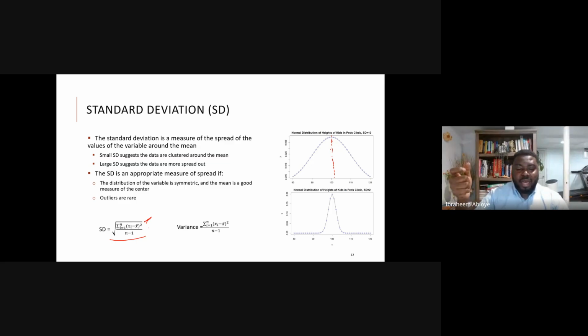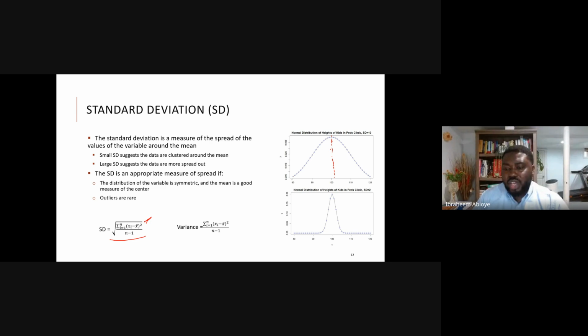And then when you square that, you sum it all up. It's a measure that tells you how spread out the data are, and you can compare the standard deviation. If you have a small standard deviation, the data are clustered together around the mean. If you have a large standard deviation, the data are spread out. Okay? And you can see how this is represented in these density curves.